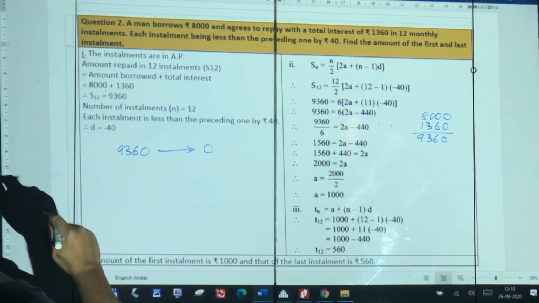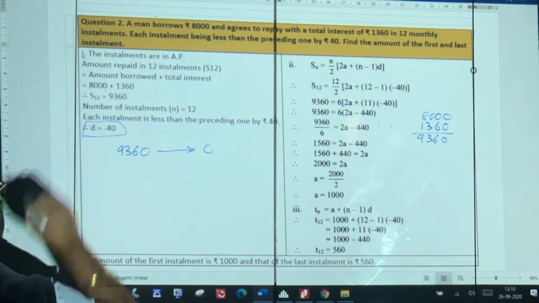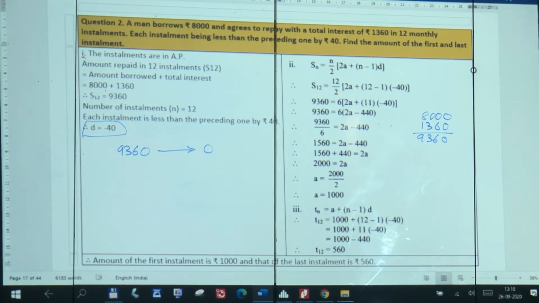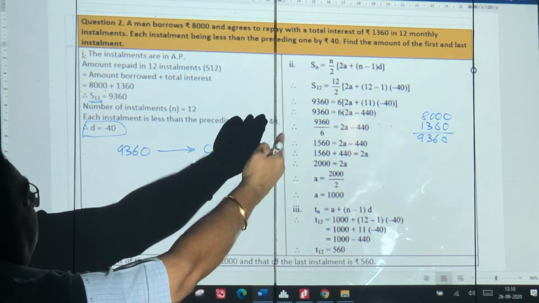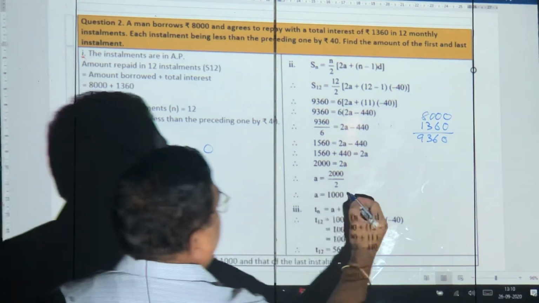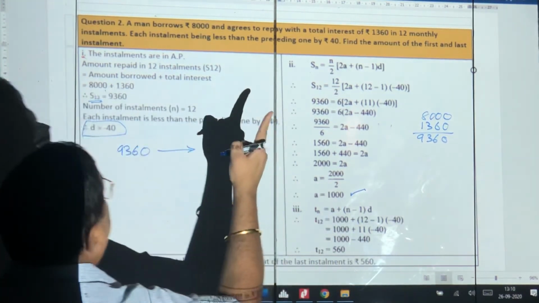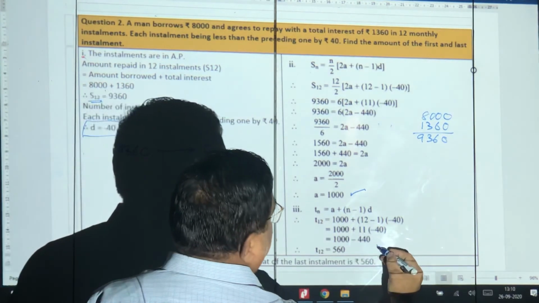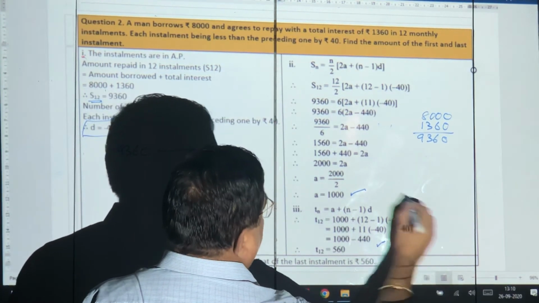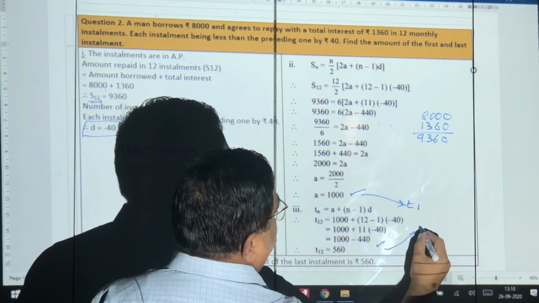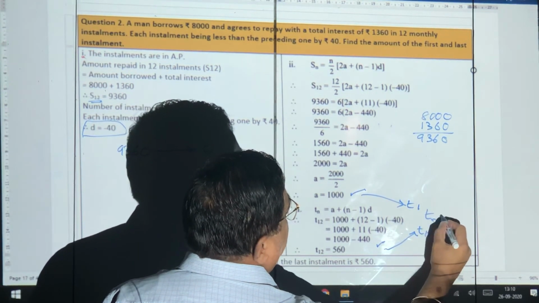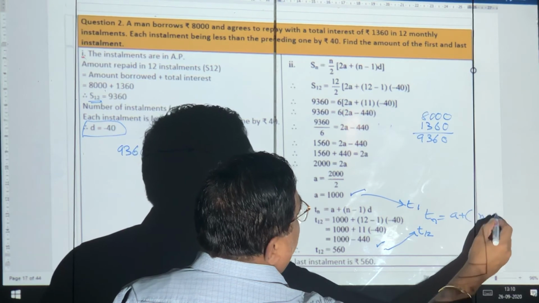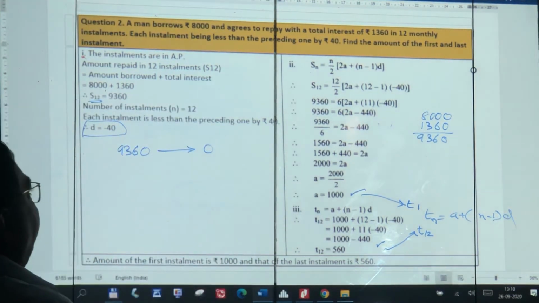I am paying. Difference is minus 40. And every month he is paying. So I have S12. 12 months. I can't have 30 months. Okay? And then I just substitute the formula. Yes. And you see, first thing I find is A. And then I add the first installment and the last installment. First installment is T1. That is A. And last installment is T12. And Tn is A plus n minus 1d. Don't forget, my friends. Okay?